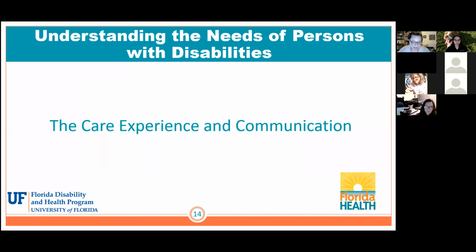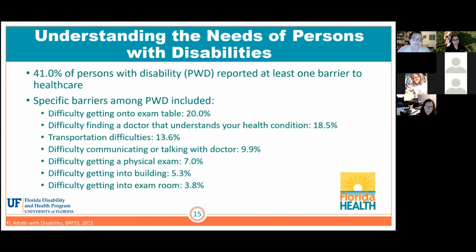Now we're going to move on to talk about the care experience and communication for people with disabilities. So in 2015, we asked about what barriers to care people encountered when they go to a doctor. About 41% of people with a disability reported having at least one barrier. Most common was difficulty getting onto an exam table. And the second most common was difficulty finding a doctor that understands your health condition.